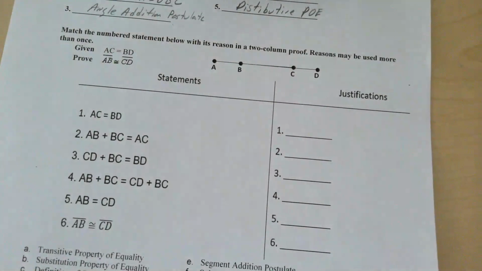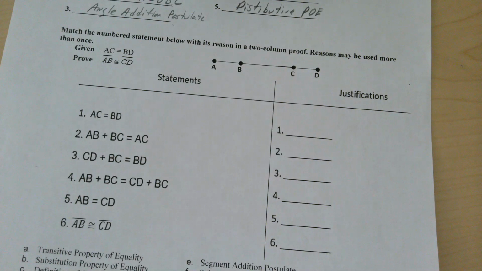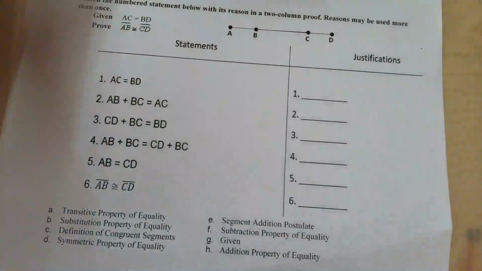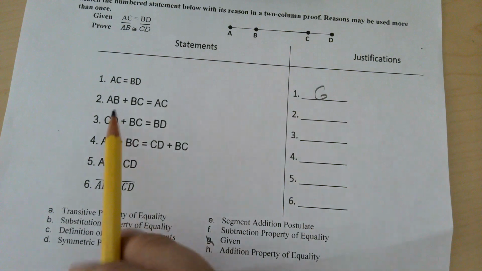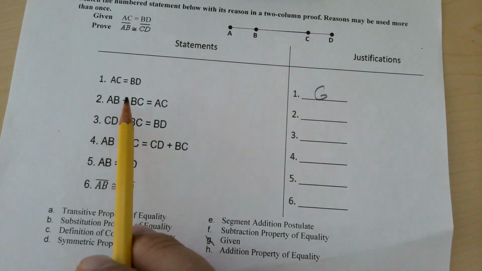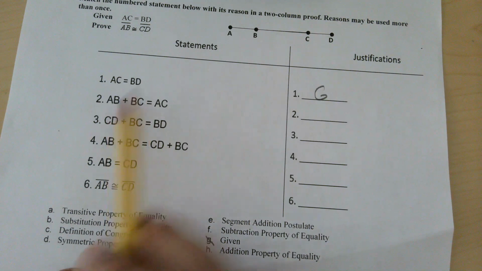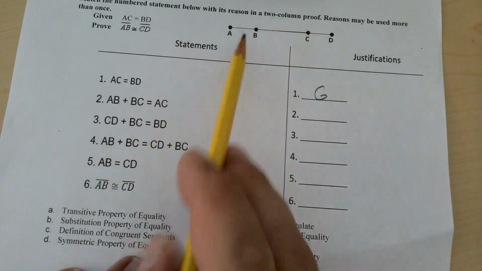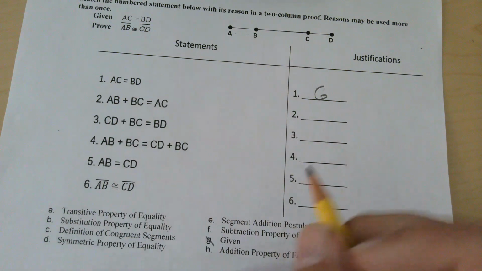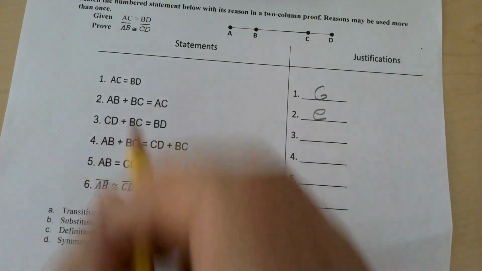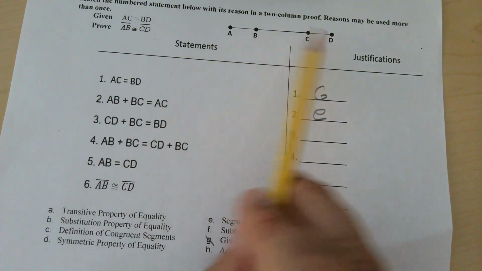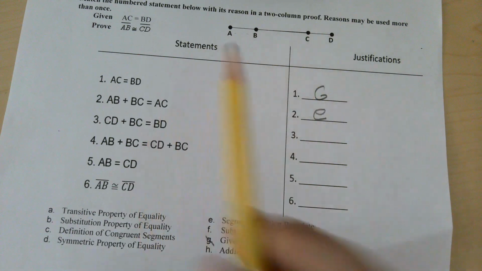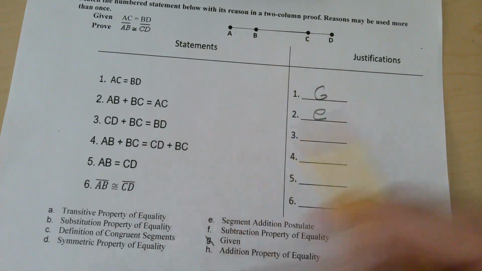Okay, last proof. And this one is pretty straightforward. We have all the reasons at the bottom. We just have to match them up. So obviously the given is going to be G. Then I'm hoping that you realize we're using the segment addition postulate. When I take AB and BC to equal AC, we know that that's the segment addition postulate. And we do it again. So same thing to be able to take CD and BC to equal BD. So it's the segment addition postulate again.